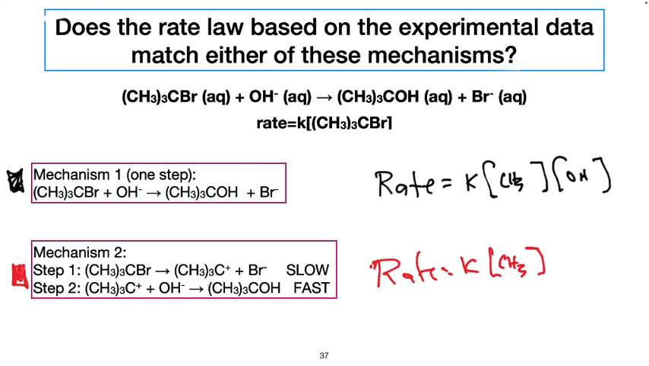False. Step 1 of mechanism 2 directly matches. Okay? And you just wrote CH3. Okay, so let's stop taking shortcuts. What was the CH3 compound? It was (CH3)3CBr. Does the rate law for mechanism 2 match the rate law for the overall reaction?